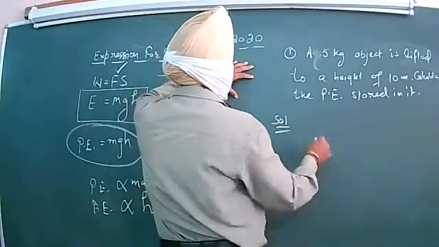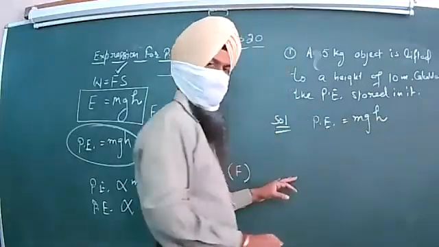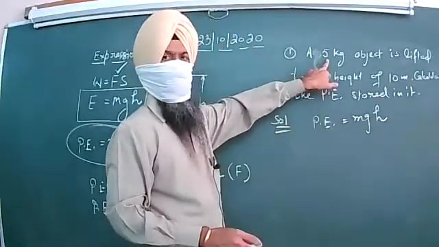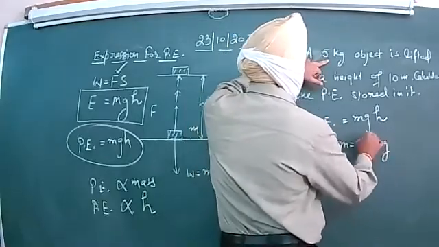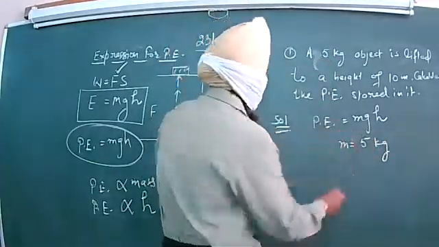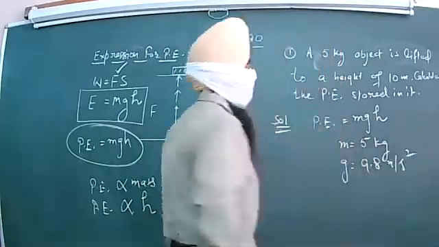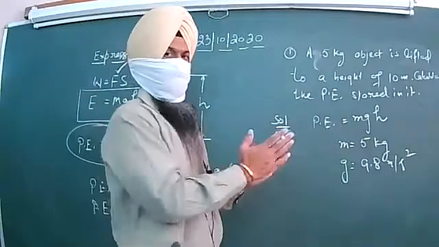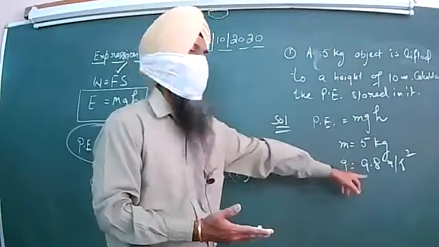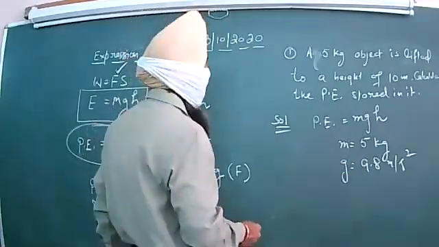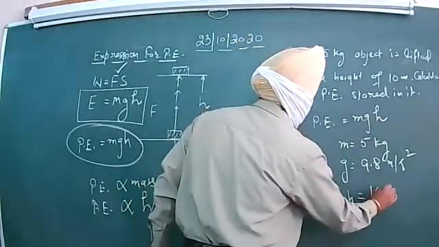Solution part: potential energy is equal to M into G into H. Mass is given to be 5 kg. I should write that mass is equal to 5 kg and G is 9.8 meter per second square. For simplification of the calculations, this can be taken as 10 also. Then H is equal to 10 meters.